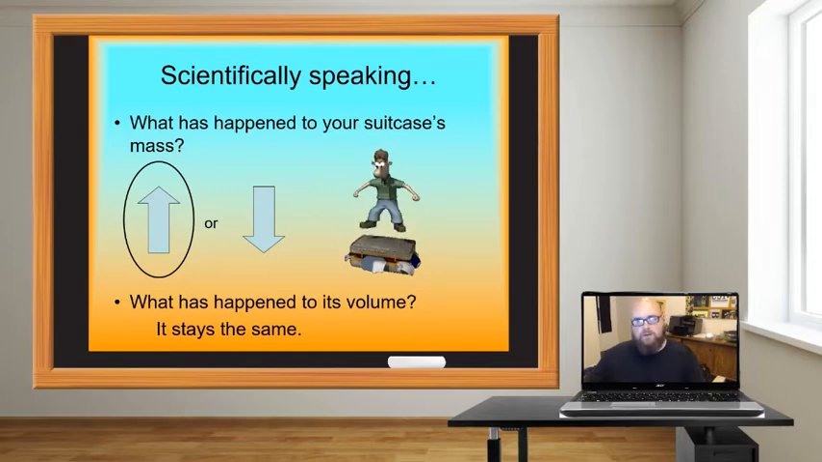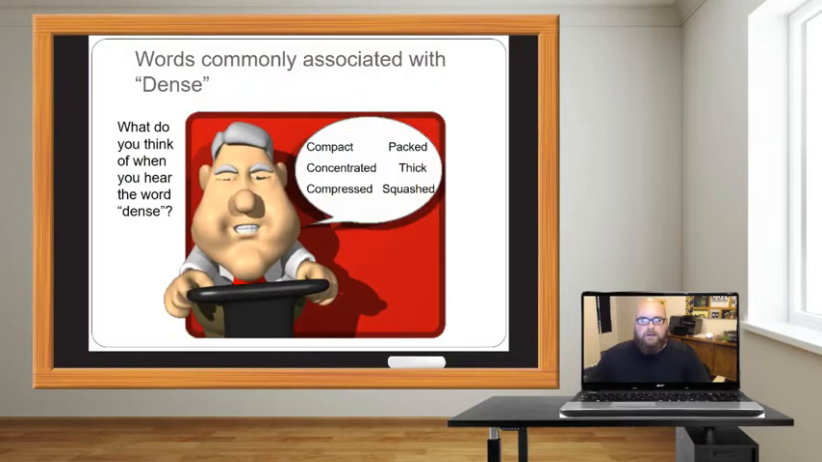This is why it is harder to pack, because you're now trying to fit more matter inside of a given space. Eventually, all your room will be taken up, and you won't be able to pack any more into it if you buy too many souvenirs. So, let's think about the word dense and density. Other words that should come to mind are compact, concentrated, compressed, packed, thick, or squashed. These are all things that can go along with what it means for something to be dense.